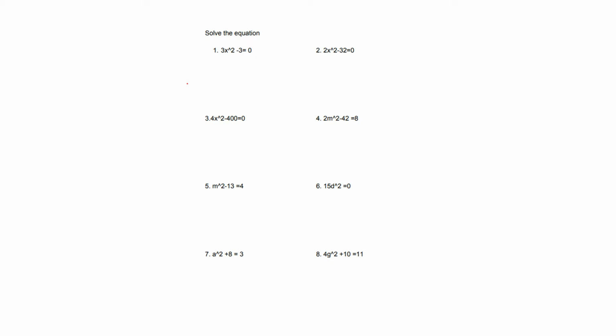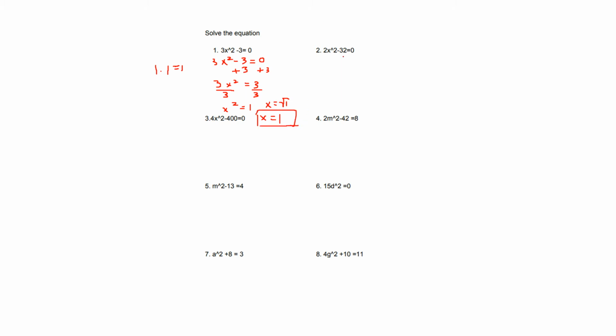Okay, so this next part is just the same thing, solving the equation. Here we have 3x squared minus 3 equals 0, and we can isolate this x squared by adding 3 to both sides. So 3x squared equals 3. Divide both sides by 3, so it becomes x squared equals 1. x equals square root of 1, and 1 times 1 equals 1. So x is going to equal 1.